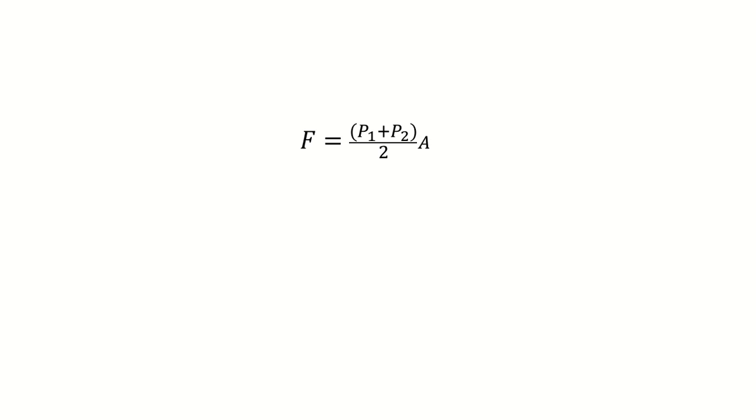Let us find now our force. We have F equals P1 plus P2 over 2, multiplied by A. Let us substitute all the given. F equals our P1, which is 11.28, plus our P2, which is 8.34 kilopascals, over 2. So our F will be 196.2 kilonewtons. So, that could be all.